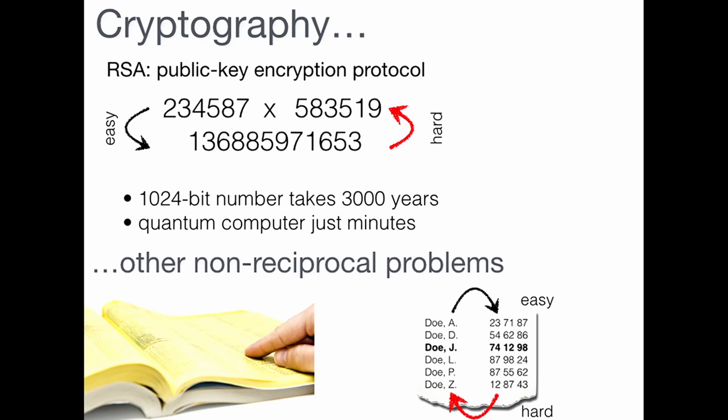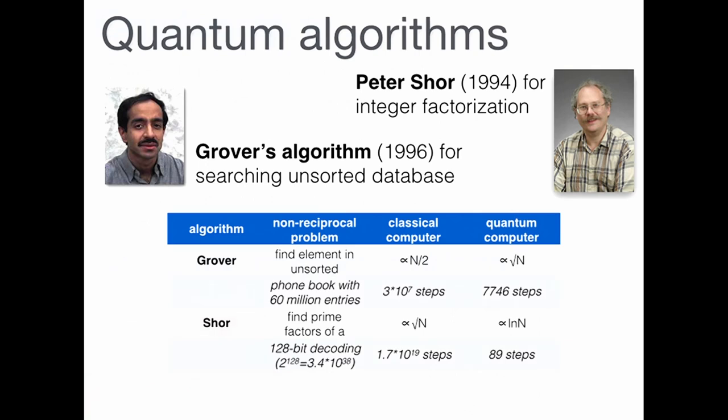Other non-reciprocal problems also seem to be very suitable for quantum computers. For example, the phone book problem. It is very easy if I give you a telephone book and ask you for the number of John Doe. You could easily tell me the number. If I just give you a number and you are supposed to find the name from this phone book, that will be rather hard. And this, again, is a problem that can be solved with quantum computers more effectively.